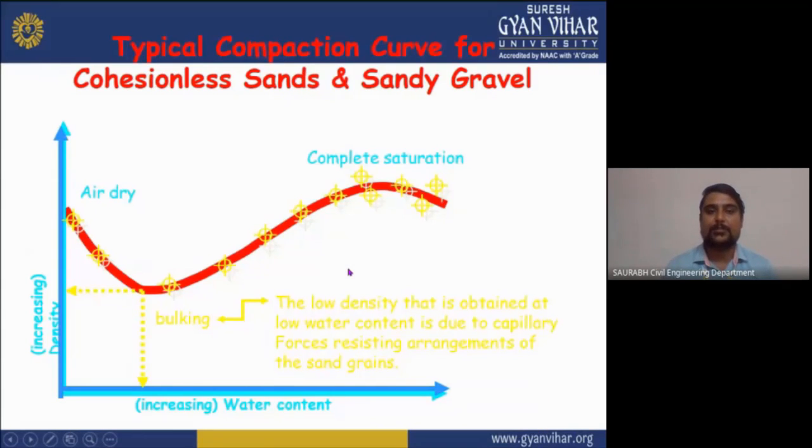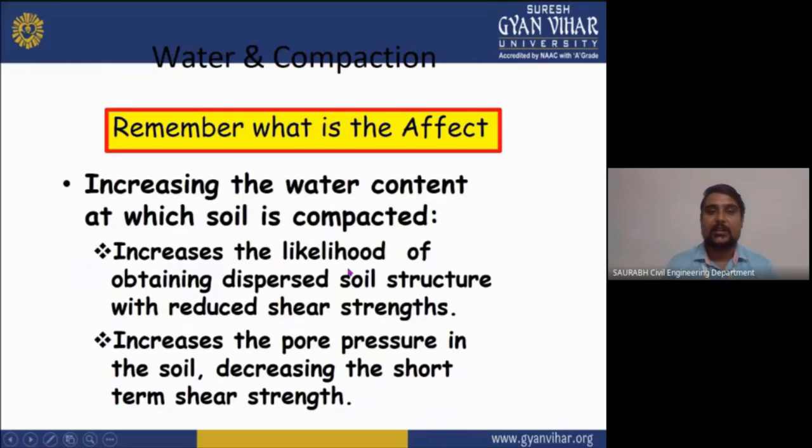Now you can see the typical compaction curve for cohesionless sand and sandy gravel. This is the graph which is showing the bulking capacity of a sand and sandy gravel. The low density that is attainable at the low water content is due to the capillary forces resisting rearrangement of the sand grains. Now we will see water and compaction. What is the relation between water and compaction? Remember, what is the effect of water in the compaction?